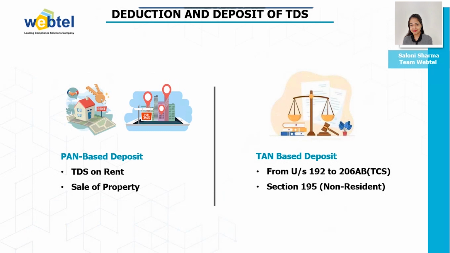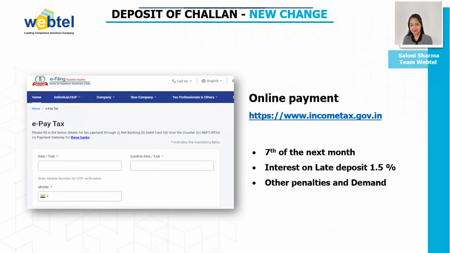From section 192 to 206AB, and for NRI sections as well, you need to have a TAN number for the deduction and depositing of your challan as well. And if I talk about the deposit of the TDS challan, then Challan 281 is the document for the deposit of the payment of your TDS deduction.